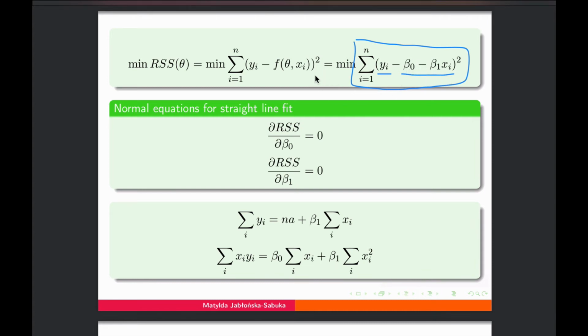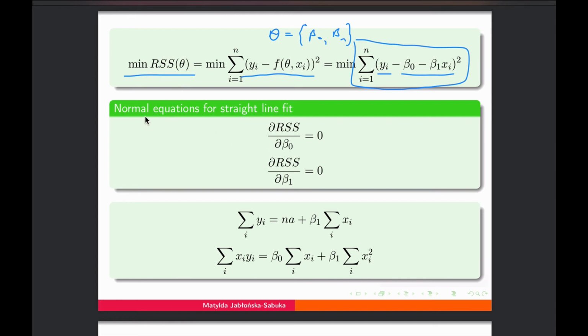Another way we can write it like this, that again we have yi, the observations, and then we represent our regression fit with a function, which is a function of the parameter vector. So theta now is basically beta 0 and beta 1, and then it also depends on the xi values, but of course these ones are given. So we would like to minimize this so-called residual sum of squares.